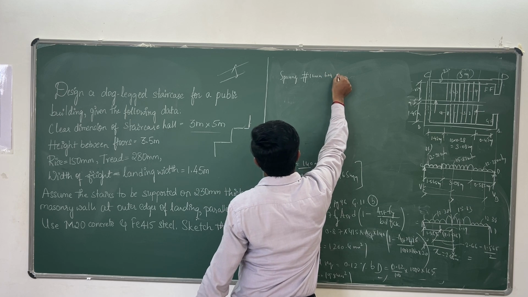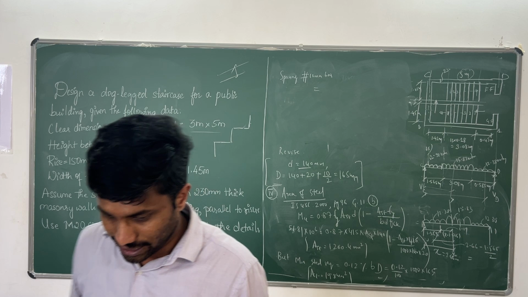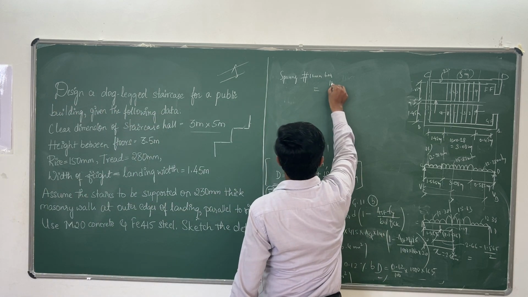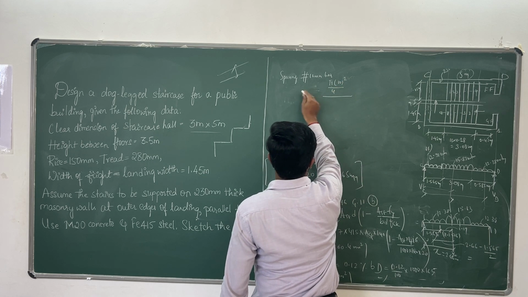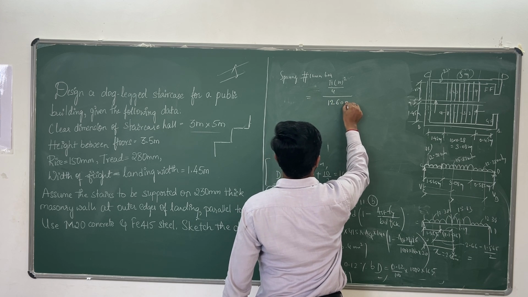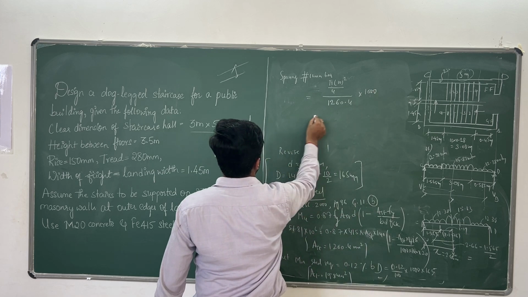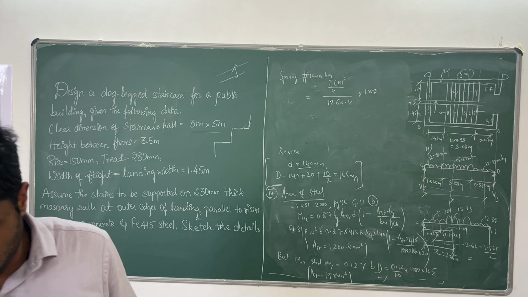How to compute the spacing of a 10 mm bar? Area of 1 bar divided by total area multiplied by 1000. Area of 1 bar is pi into 10 square by 4. What is the total area of steel required? 1260.4 multiplied by 1000. So what is the spacing now? Compute. 62.31.